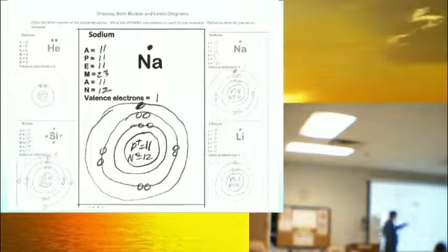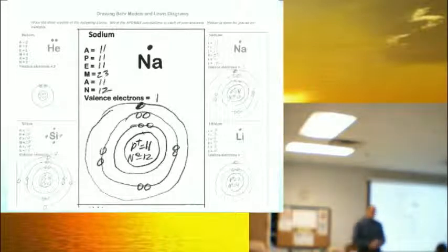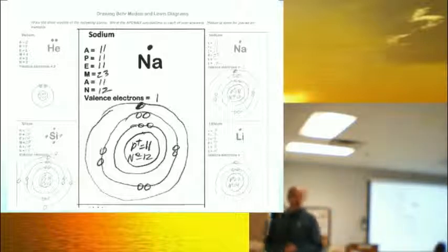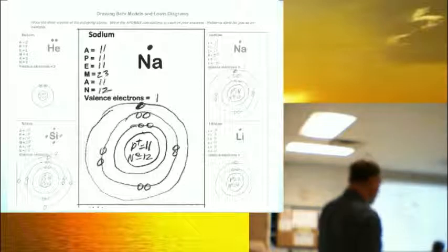Okay. Valence electron, does anybody remember what that helps the atom do? It's the outer electron. It is, but what does it help the atom do? Bond. It helps the atom bond. It's responsible for the element's reactivity, which we will talk about a little bit more today.